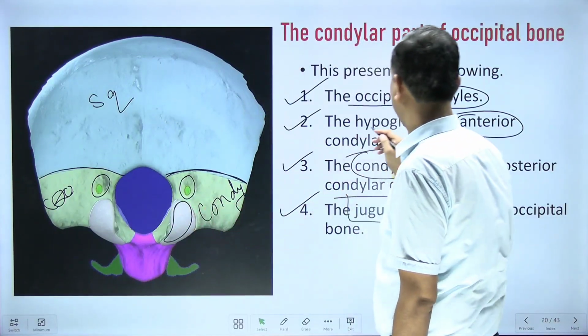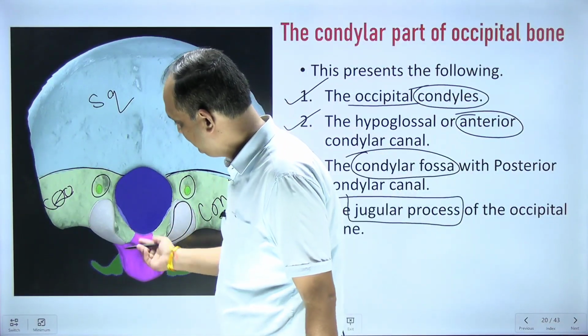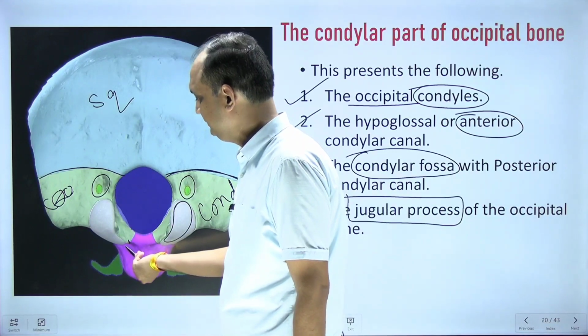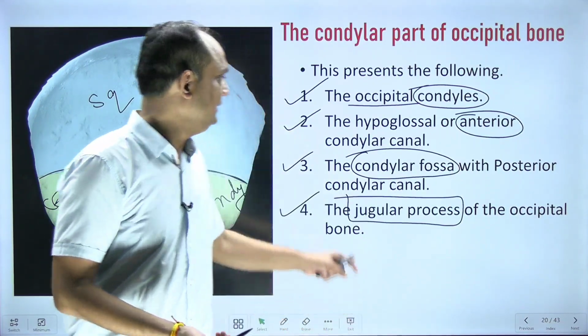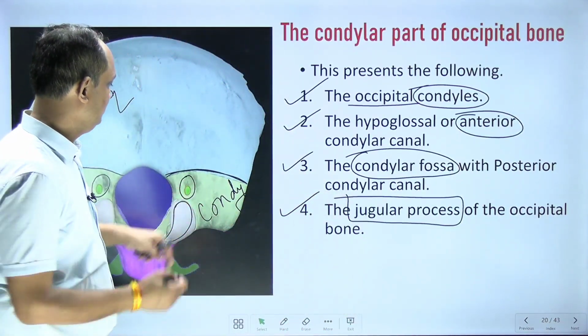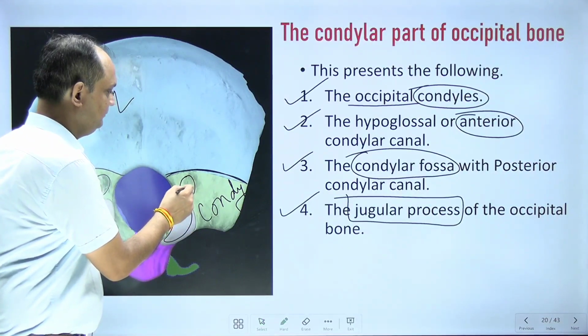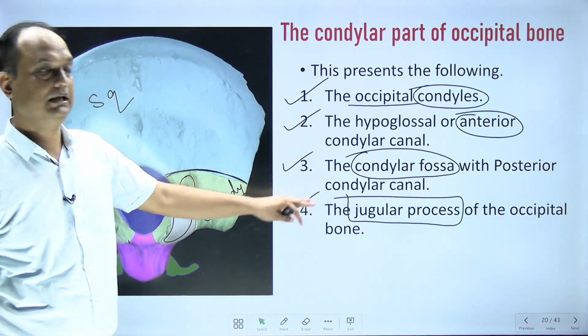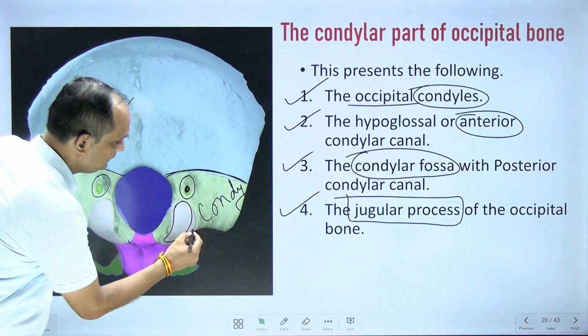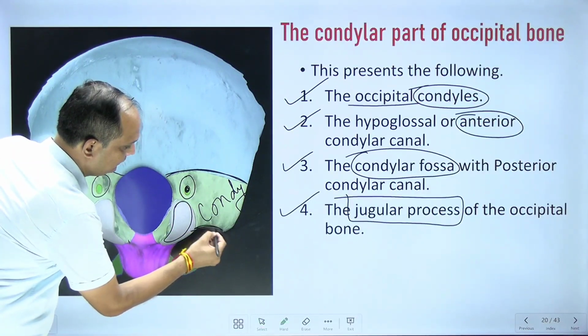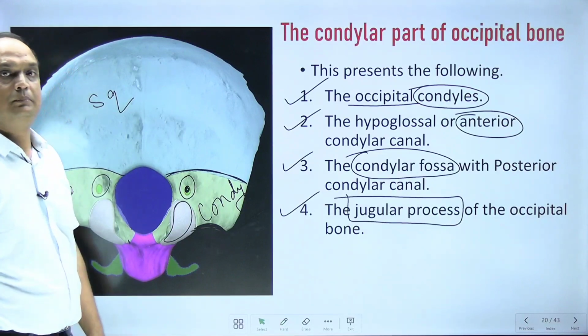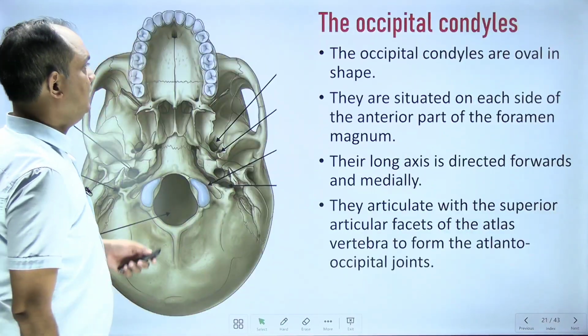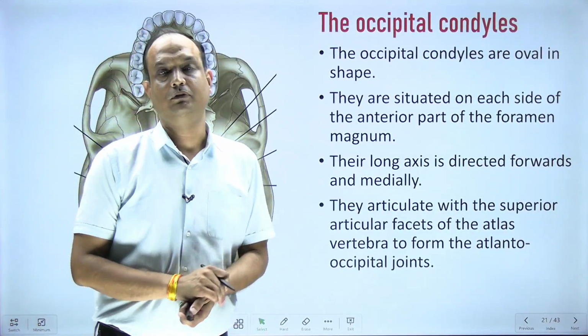Clear? Then you will have the hypoglossal canal. The hypoglossal canal is not visible because it is present on the anterior aspect. Then you will have the condylar fossa with a small foramen which may be present. If it is present, it is known as the posterior condylar canal, and the jugular process. So the anterior border of your condylar part is known as the jugular process. Clear?